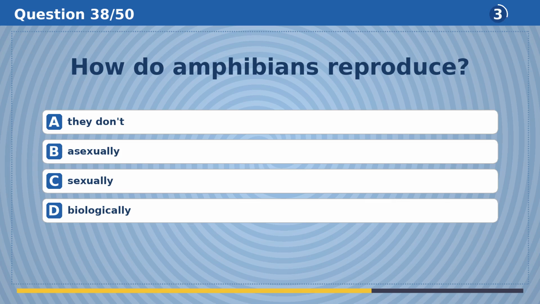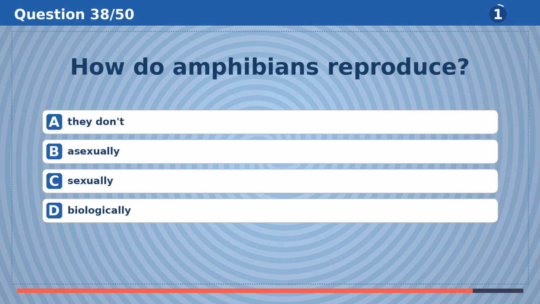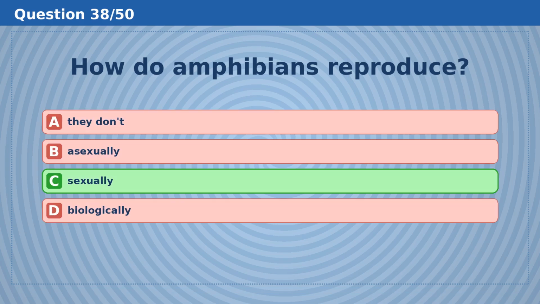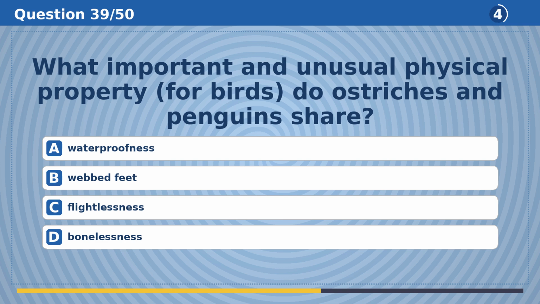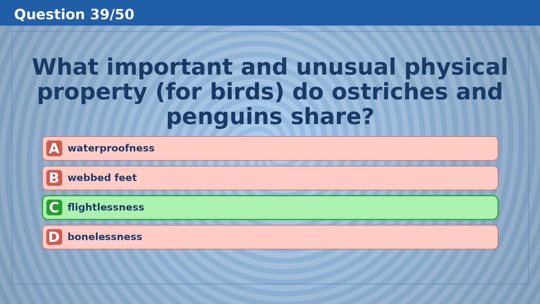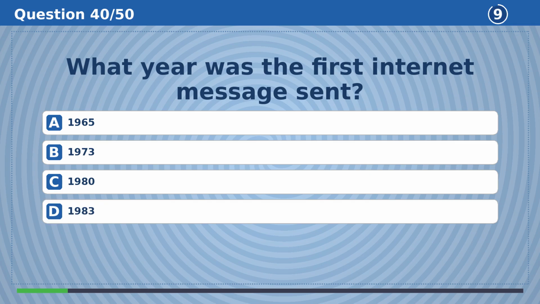How do amphibians reproduce? The answer is C. Sexually. What important and unusual physical property for birds do ostriches and penguins share? The answer is C. Flightlessness.